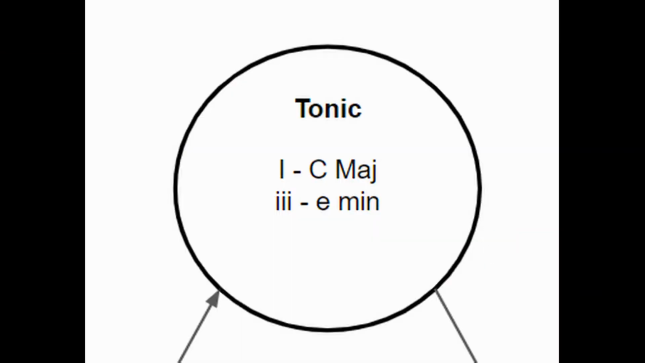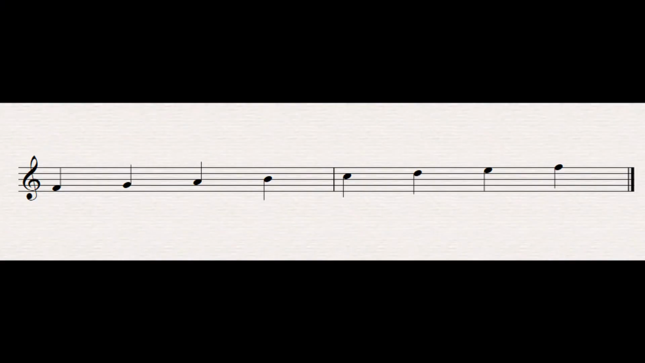This is why it has tonic function. Moving on to the next step. The scale we get by starting on F is called the Lydian scale. It's the brightest major scale mode.